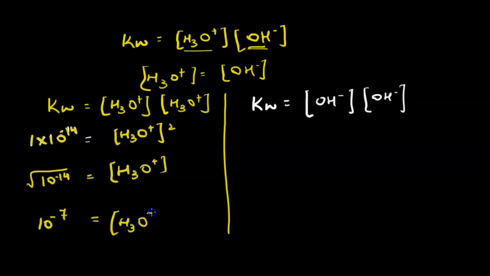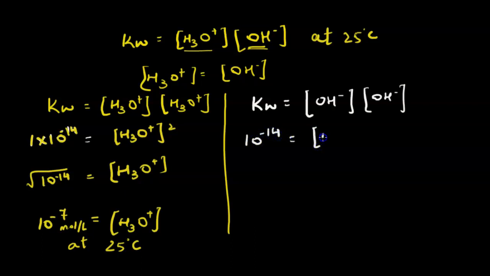And that is the concentration of the H3O positive ion, because this is all happening at 25 degrees Celsius. So this is the concentration of H3O positive ion at 25 degrees Celsius. Because it's a concentration, the units are going to be moles per liter. Similarly, we can work on this side. We know the Kw value is 10 to the power negative 14, equal to the concentration of OH negative ion squared.